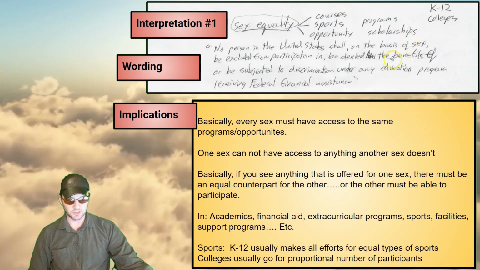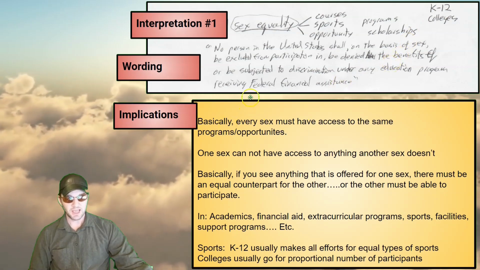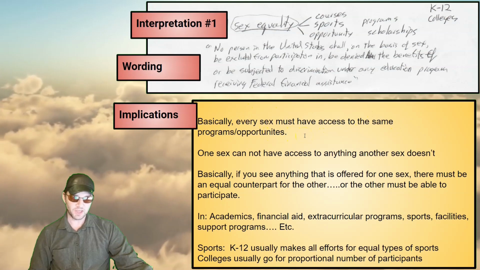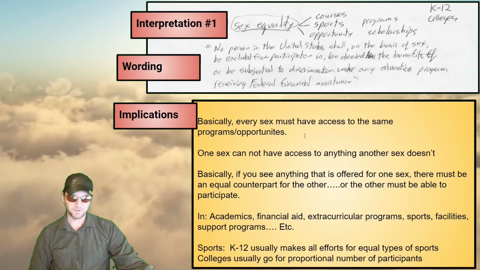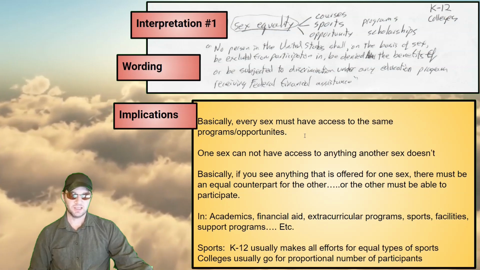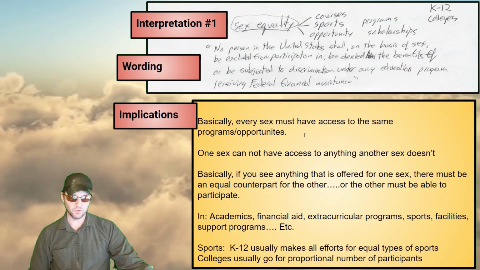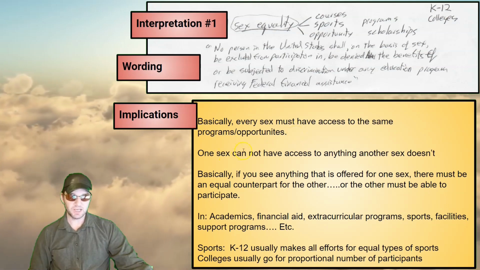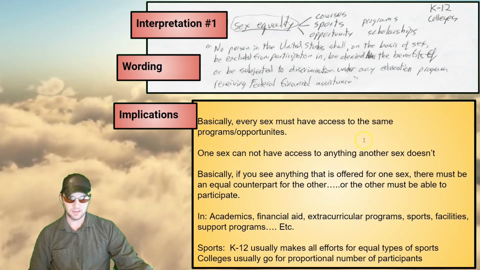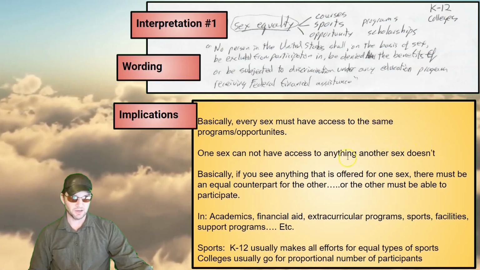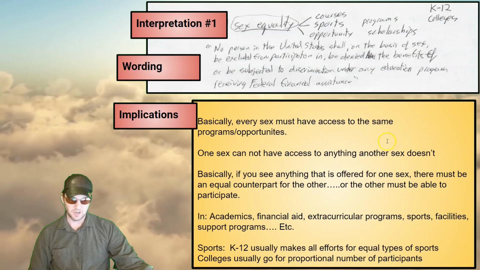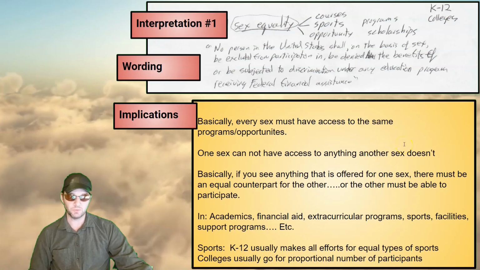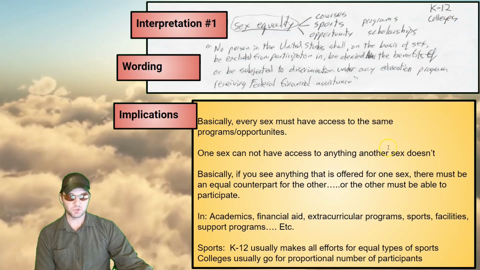I mean, you can almost literally just put it in your head right now. Basically, every sex must have access to exactly the same programs and opportunities. It's almost that universal. Everybody, regardless of sex, can participate in anything the school has. Nothing can be denied by male or female. One sex cannot have access to anything that the other sex doesn't have access to. There can't be a scholarship only for males or only for females. And if there is one only for females, there has to be a corresponding one that would be only for males. There has to be some sort of equity in sports.